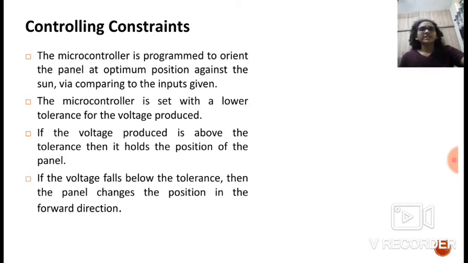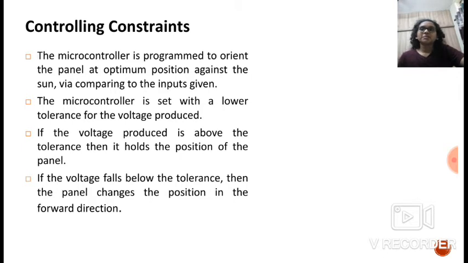These are some applications of the automatic sun tracking system. It can be used for small and medium scale power generation. It is also used for power generation at remote places where the power lines are not accessible. It is also used for domestic backup power systems.